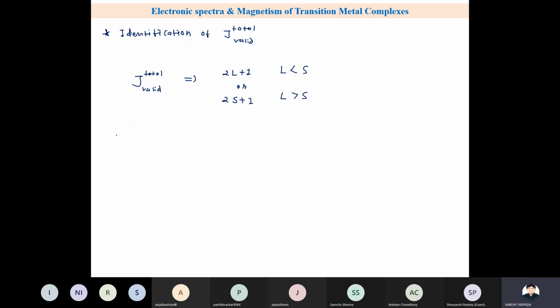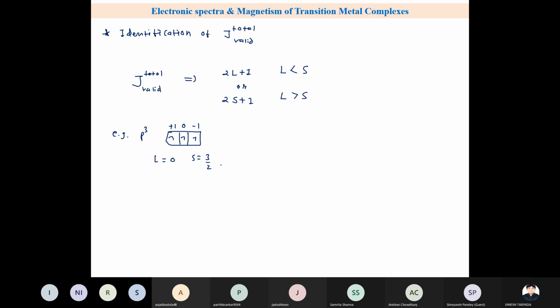For example, see if you have a P3 configuration. So these are the arrangement right here. Now you tell me what is the L value and what is the S value? L value is 0, good. S value is 3 by 2.